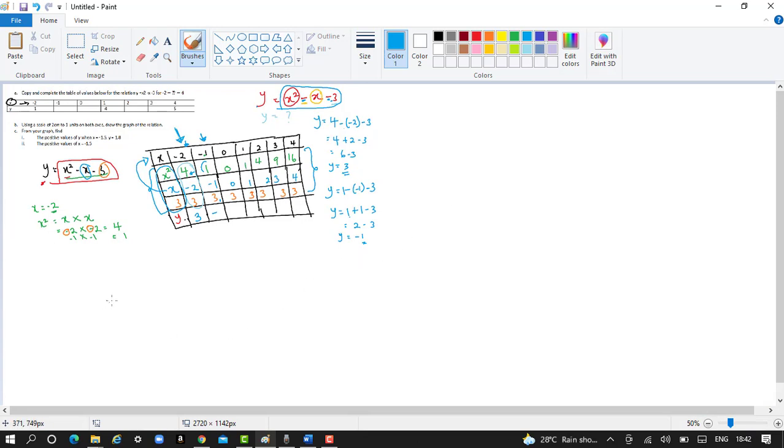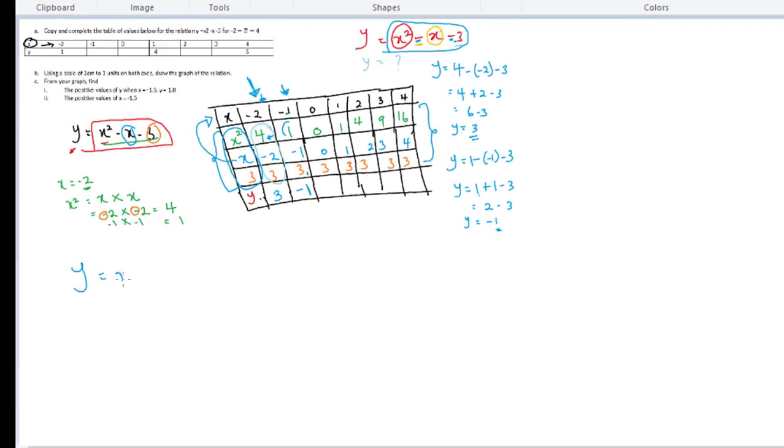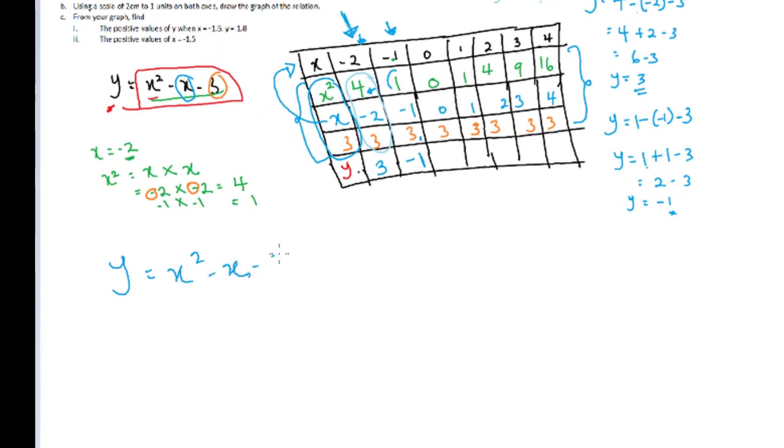So we're moving on. You come to the next one. This is -1. Now y = x squared minus x minus 3. From the 0 region, you will get 0 minus 0 minus 3. So it is going to be -3. So our y is going to be -3.